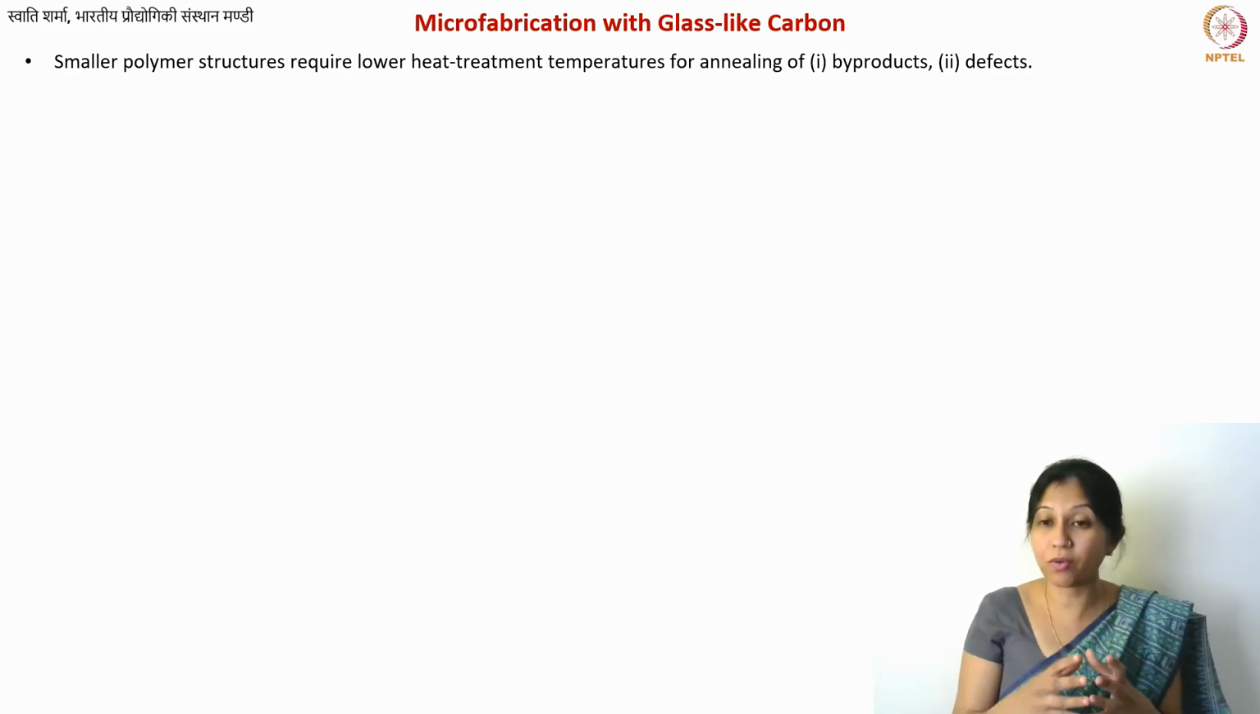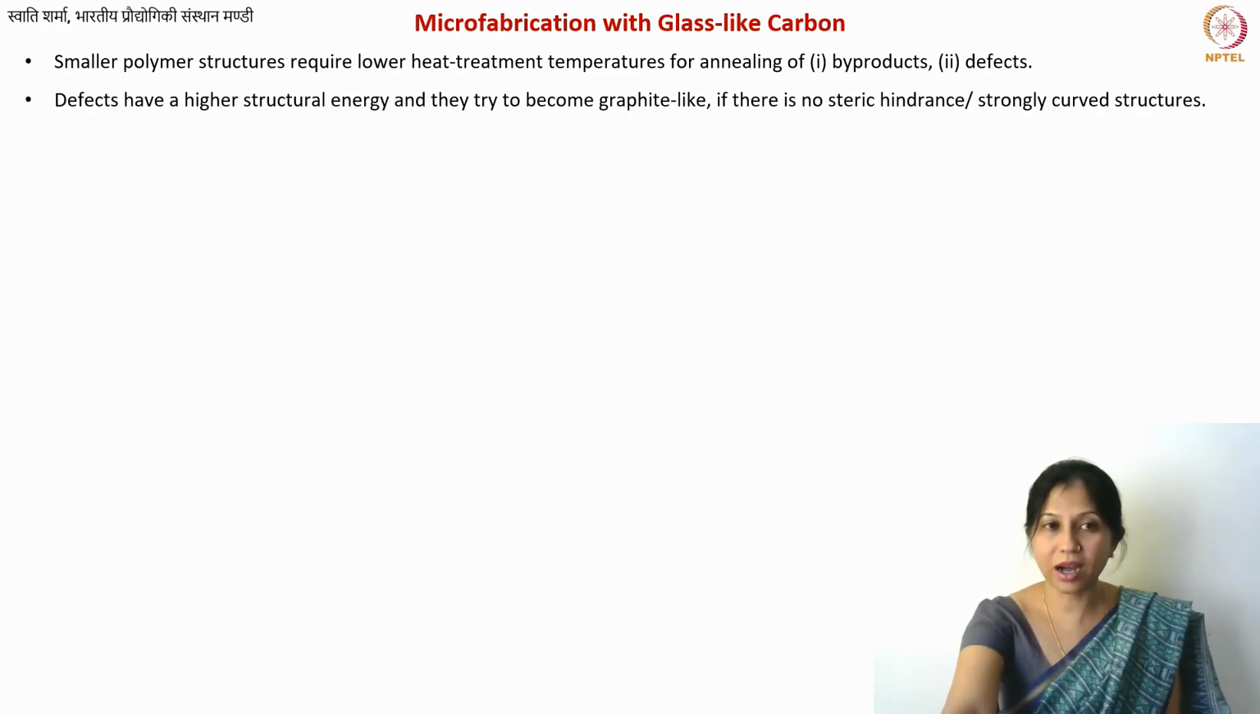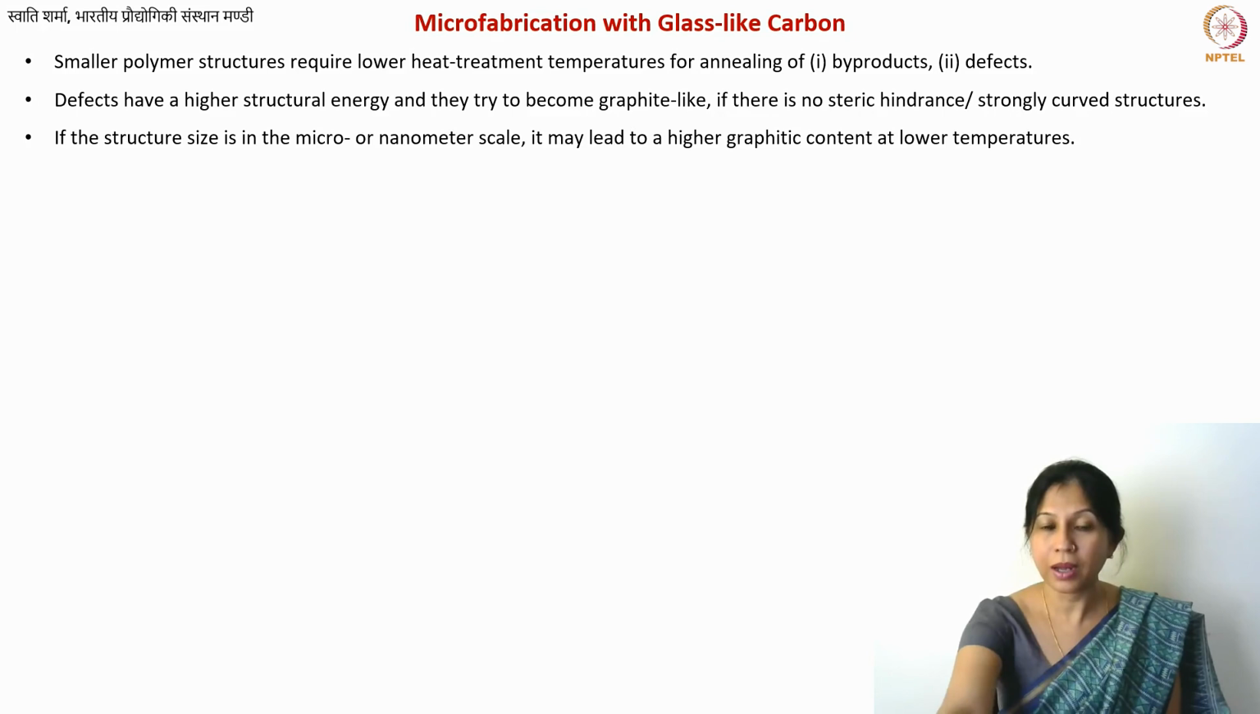So this is the overall idea of microfabrication, and that is why you want to have specialized fabrication techniques, specialized materials, and let's see if we convert them into carbon, is there any advantage of that? We know the advantages of carbon. So now let's talk about what are the things that we do and how do we make these devices. So you want to remove the byproducts and defects.